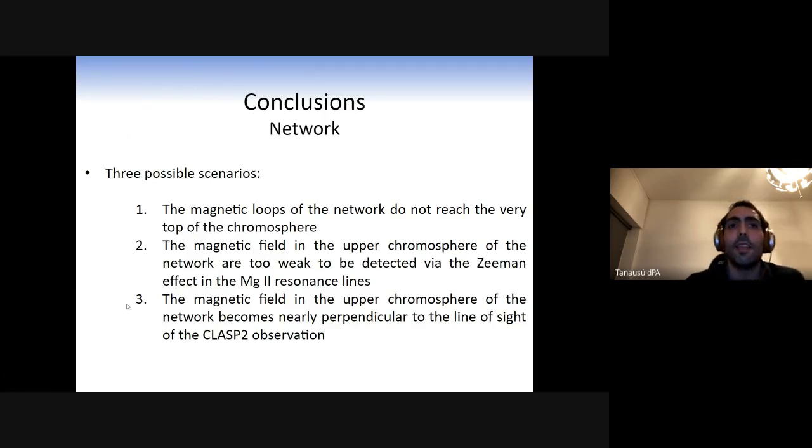And the third scenario is that the magnetic field in the upper chromosphere of the network becomes nearly perpendicular to the line of sight of the CLASP2 observation. So the magnetic field can reach the upper chromosphere with a significant amplitude, but we would be blind to this field because of the geometry. In principle, from this analysis, we cannot distinguish between these 3 scenarios.